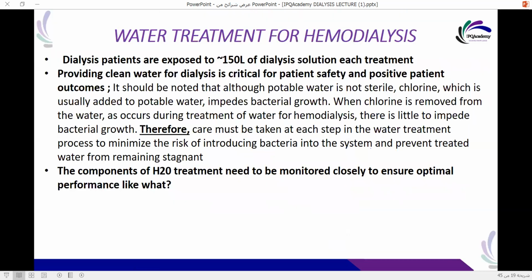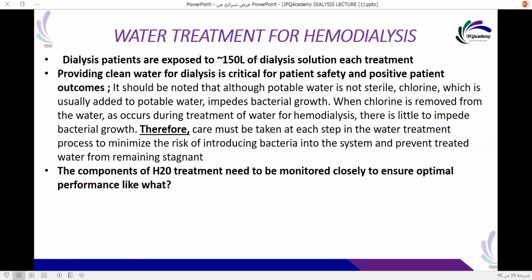Water treatment for hemodialysis. Dialysis patients are exposed to 150 liters of dialysis solution each treatment. Providing clean water for dialysis is critical for patient safety and positive patient outcome. It should be noted that potable water is not sterile, and as all of us know, potable water carries a high level of chlorine. This chlorine is removed during the process of water treatment.